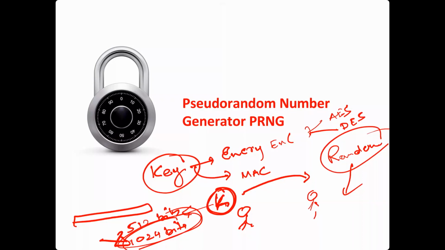Now the question I will ask you is: on a computer, how can you generate a random key? Everything in computers is deterministic, right? The same algorithm runs. As many times as you run it, you give the same input, you get the same output. So how do you generate a random number in a computer or on your laptop? Please answer this.